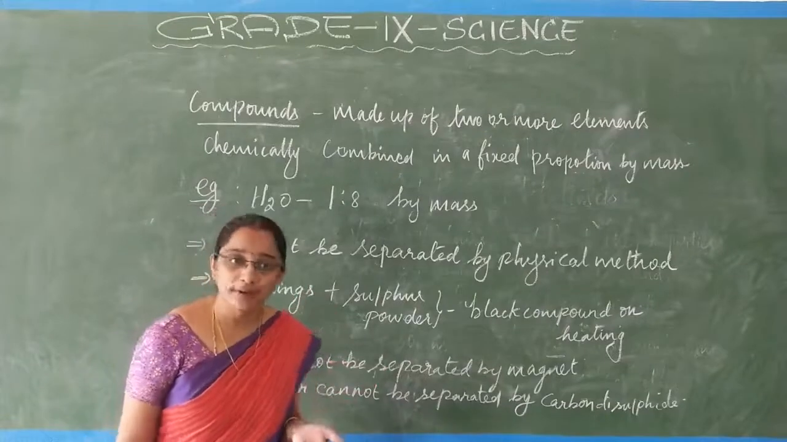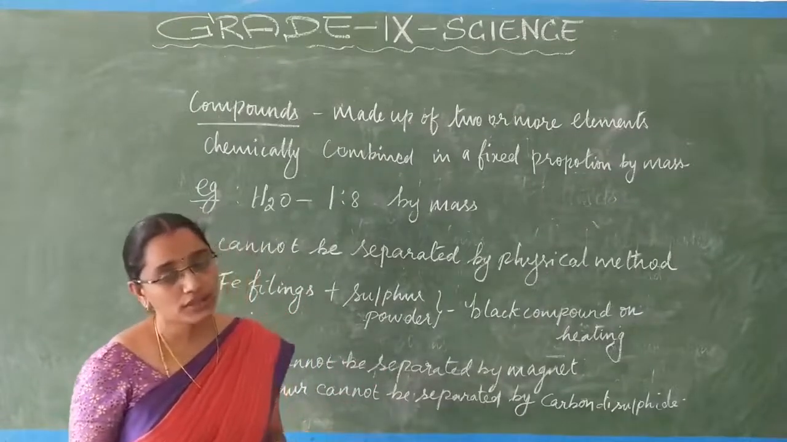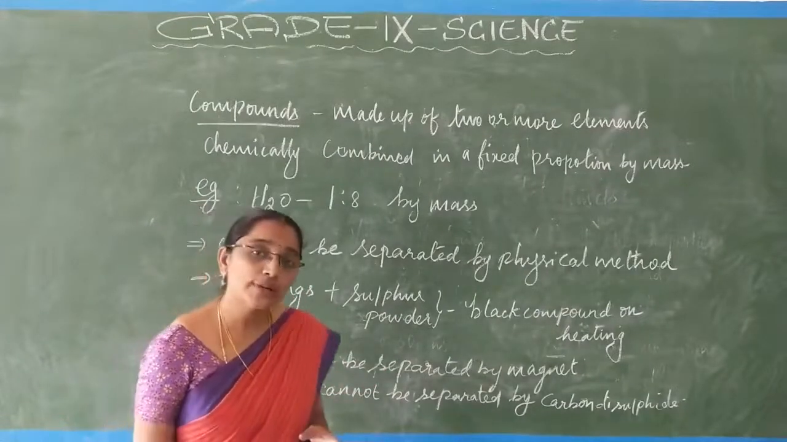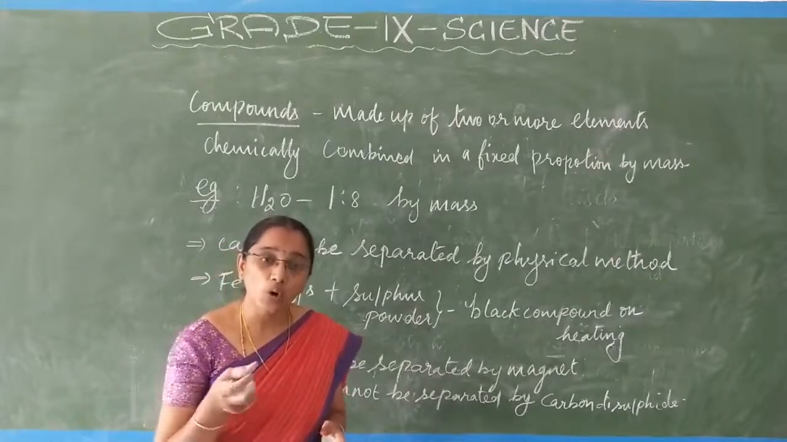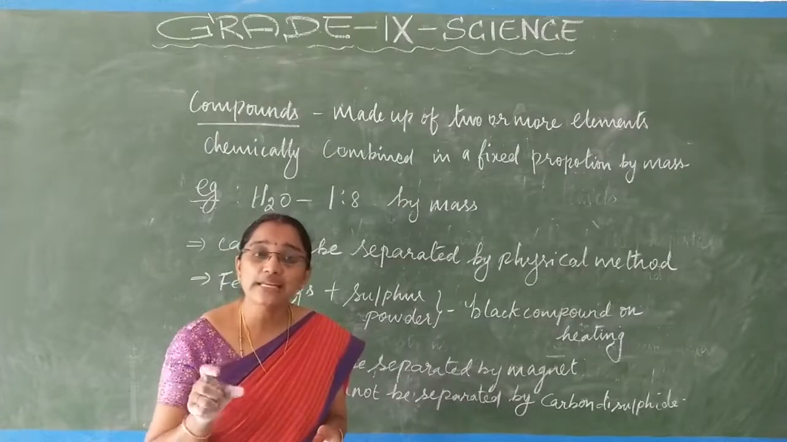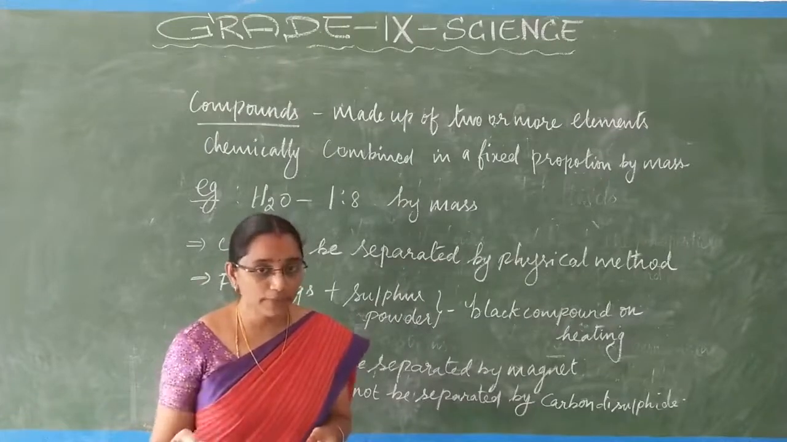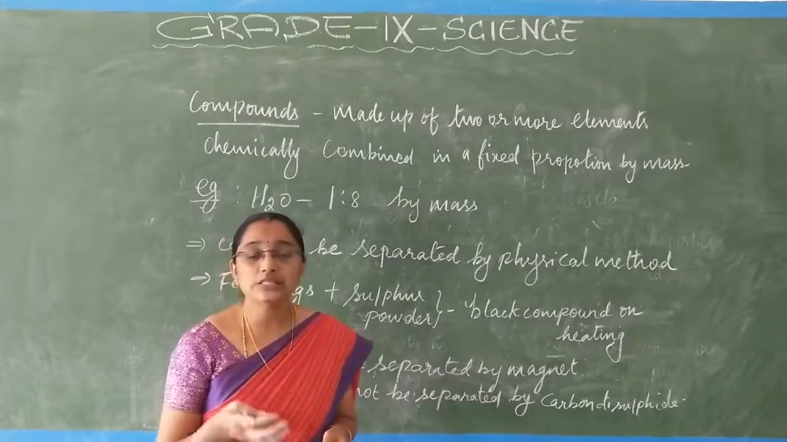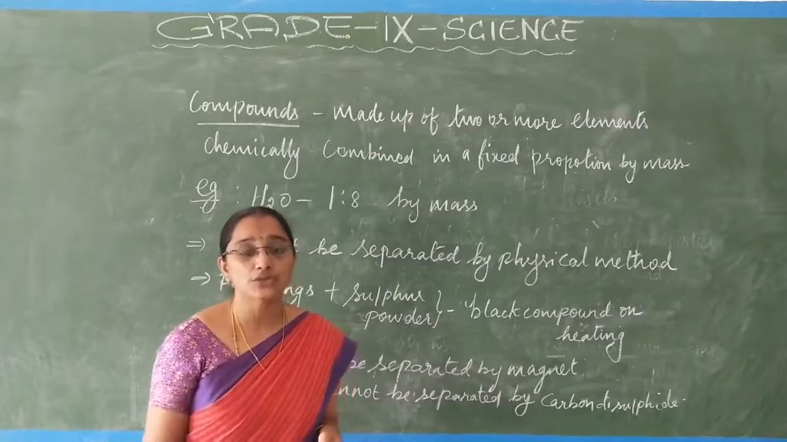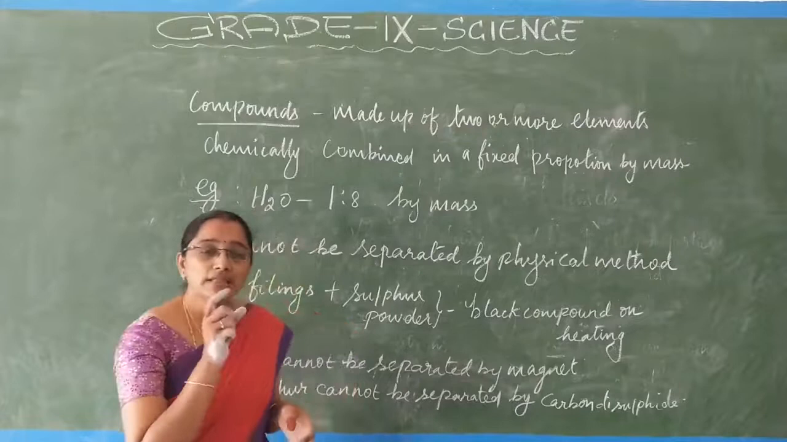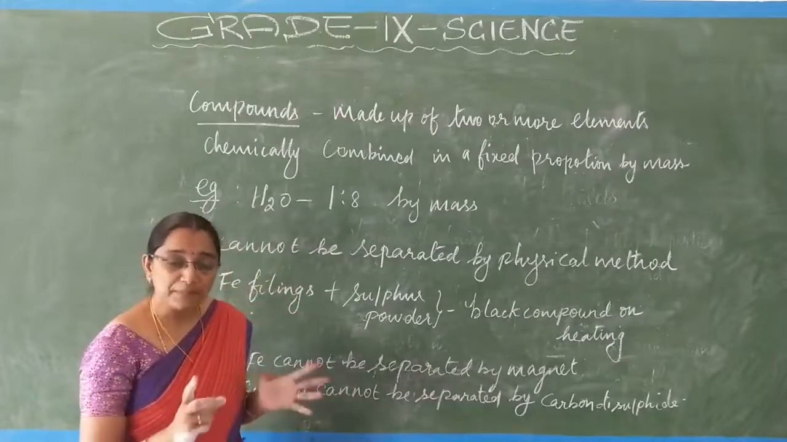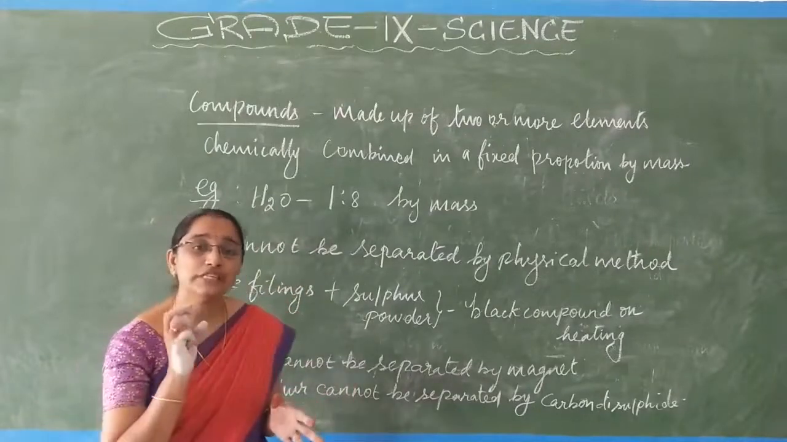If I need to prepare a water molecule, what do I have to do? I need hydrogen as well as oxygen. In whatever method I prepare it, it is always in a mass ratio of 1:8. Wherever I prepare it, in whatever method, this water molecule is always in a ratio of 1:8. Okay, and these compounds cannot be separated by any of the physical methods.